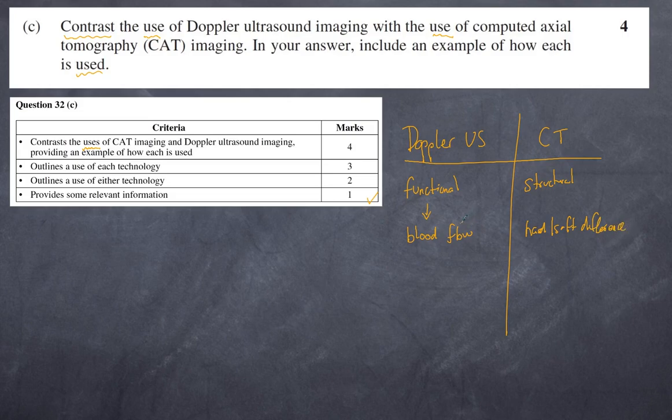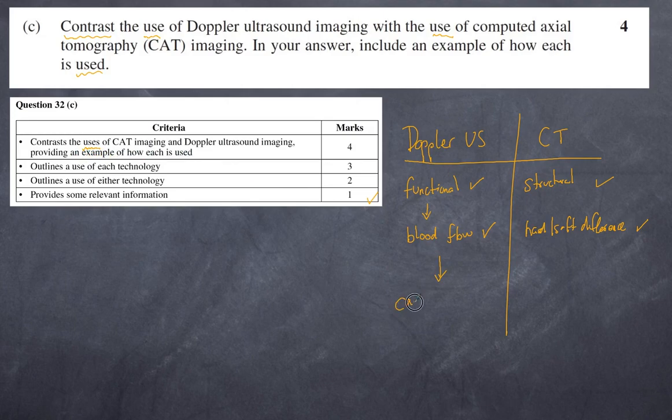Doppler ultrasound, of course, is not high contrast, but remember, we're interested in their use. Functional versus structural. Motion of blood versus hard and soft tissue difference. I've now contrasted the uses. But would this give me 4 marks? No. I need to go further because I need to show an example of how it's used.